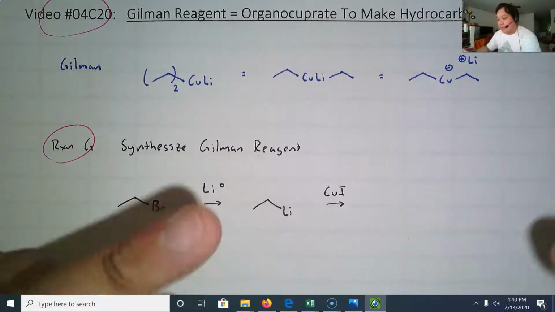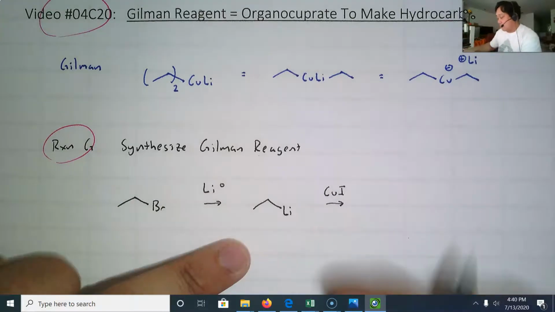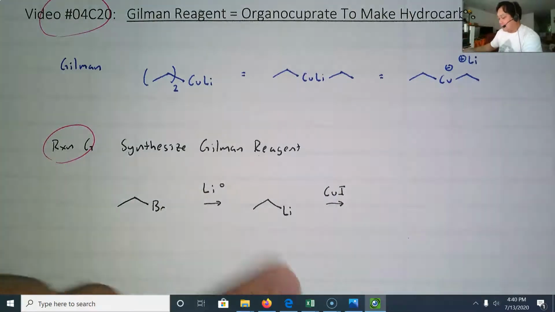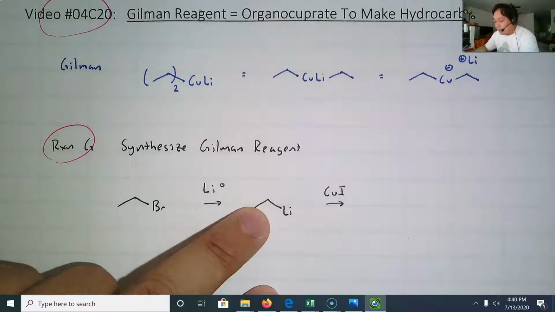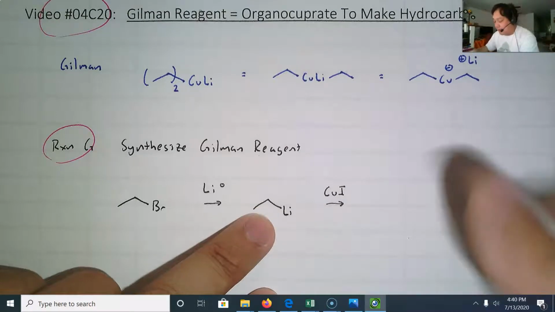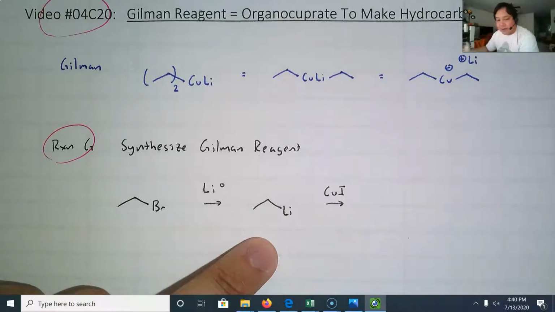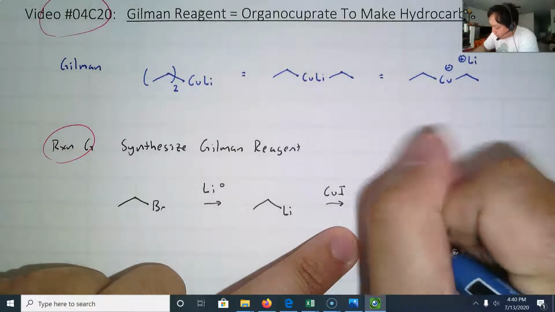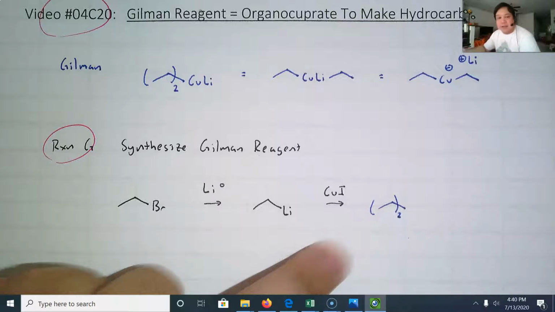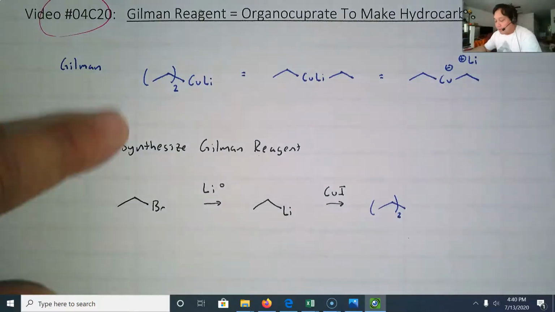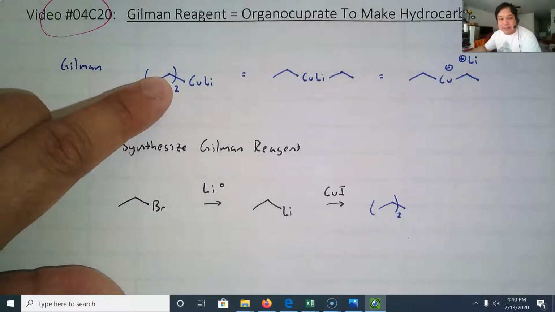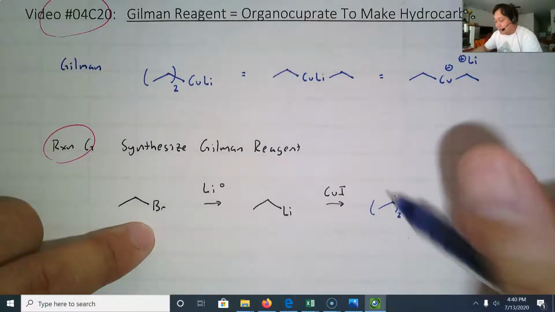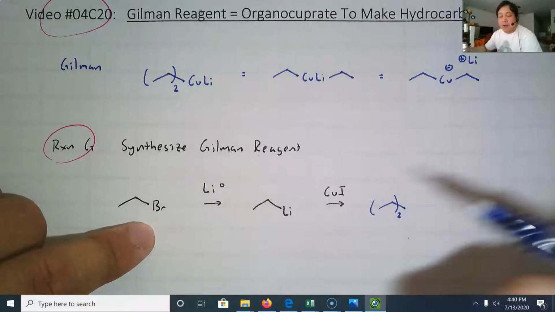Don't worry about stoichiometry. Obviously, you'll need two of the organolithiums for every copper iodide. But let me draw it the way I like to draw it with the parentheses. Just make sure that that second carbon is totally within the parentheses. You don't want to split the atom. You want to be very unambiguous.